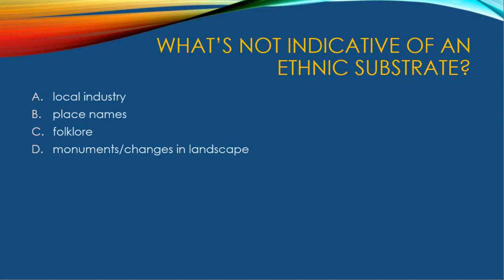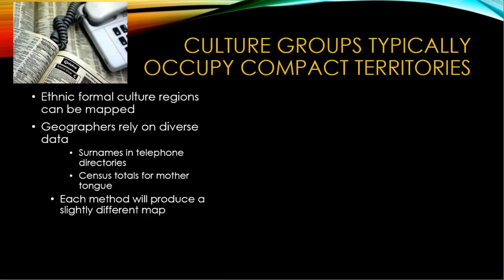Monuments and changes in landscape, though, those are modern. This is where you start covering up ethnic substrates. And monuments may in fact reflect an ethnic substrate, but oftentimes they don't, right? They reflect some other more dominant culture. Okay, so culture groups typically occupy compact territories. Ethnic regions, and especially ethnic enclaves, are usually really close-knit and really compact.